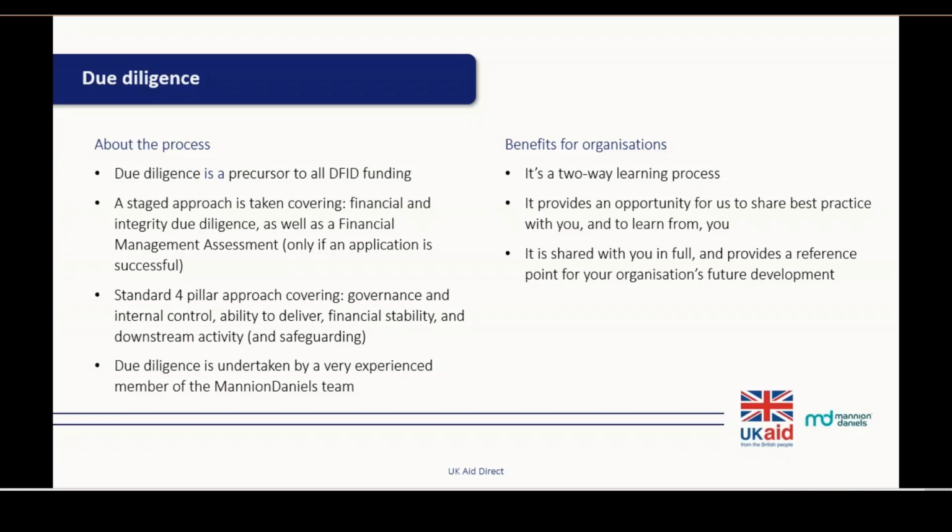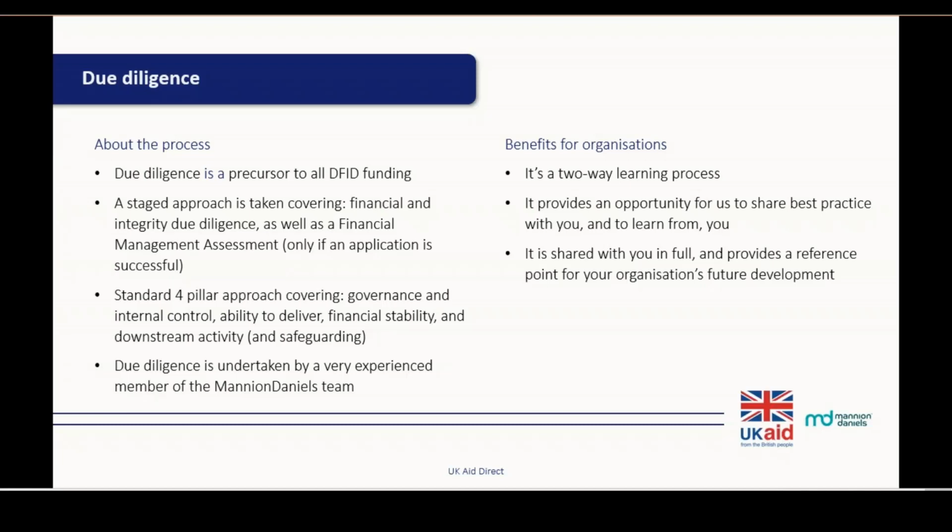We follow a staged approach, so during the application stages, applicants probably won't be aware of this, but the fiduciary risk team will assess the accounts of applicants and look through the identity documentation and registration documents that you've provided. This is to carry out an initial integrity due diligence, and that's all based on the documents that you have to provide alongside your application form.